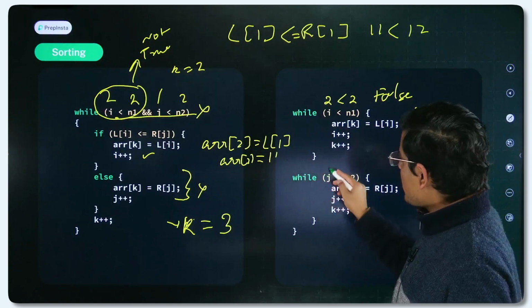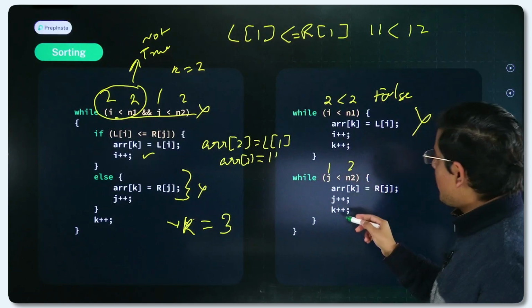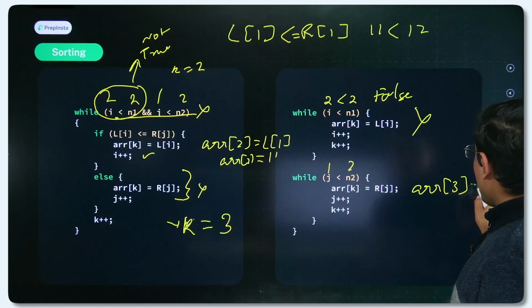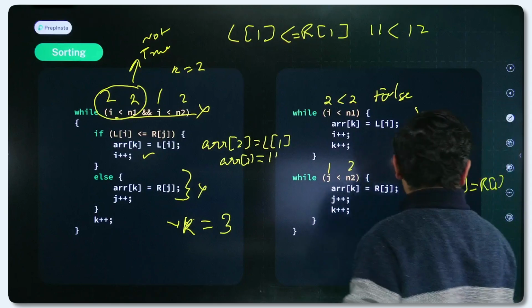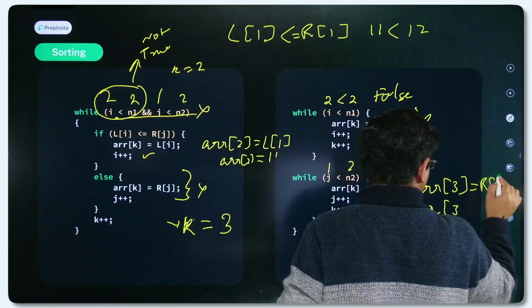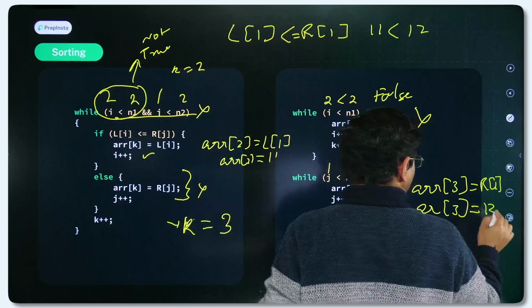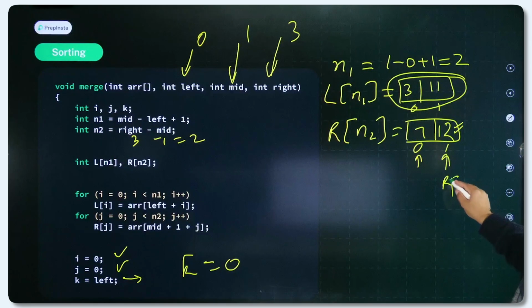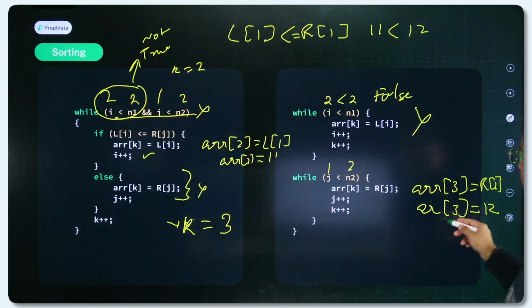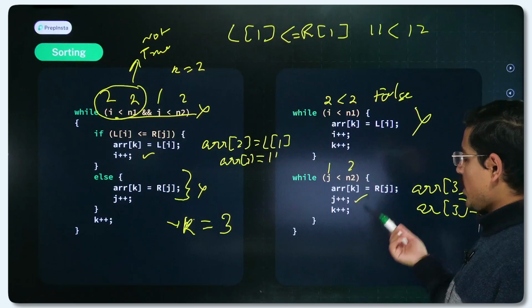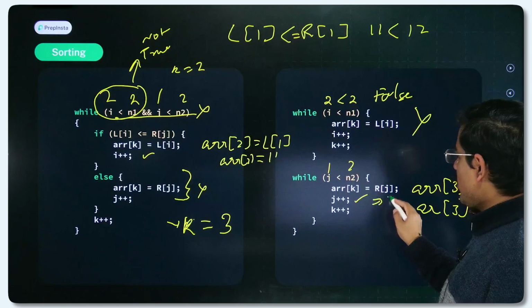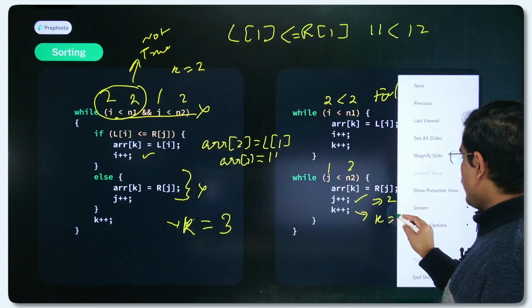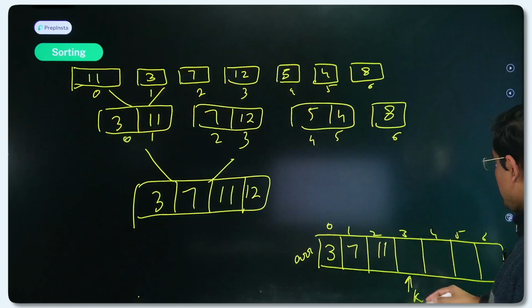So in this case, j was still 1, n2 is 2. What will happen? Array of k is 3 here. So array of 3 becomes R of 1, which is 12. R of 1 is 12. So I assign the value, I increment j. Now j becomes 2 as well. So again this while will not execute, and k is also incremented and k becomes 4. So k starts pointing at this particular position.